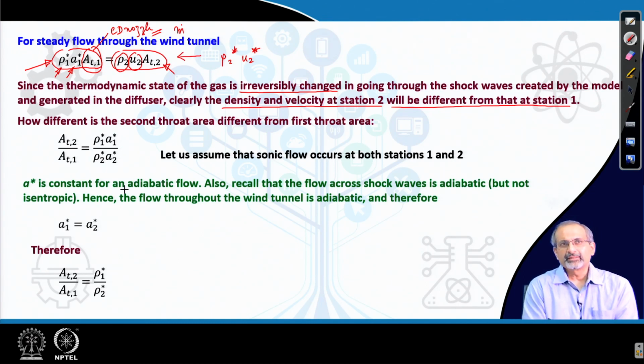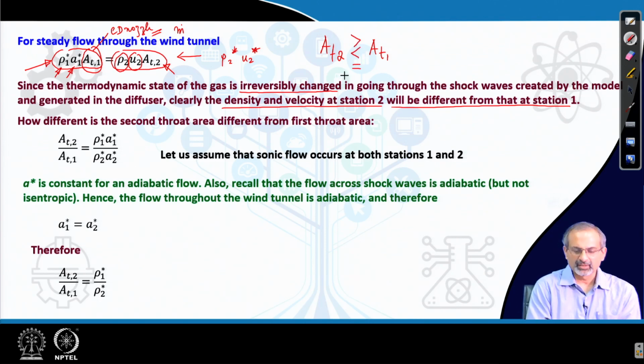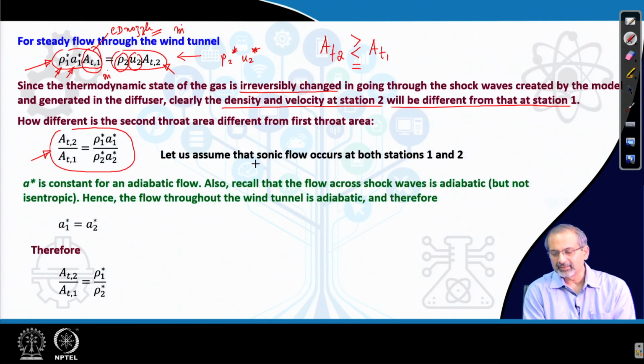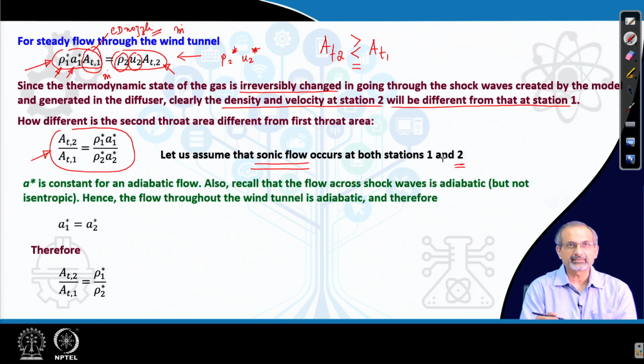Now, we would then have to ask the question: how does this AT2 scale with AT1? Is it going to be greater? Is it going to be lesser or equal? How do we scale it? Now, we write down this equation, which basically comes from the mass flow rate equation itself, that is, the continuity requirement. Since we do not know what rho 2 A 2 is, let us begin by saying that sonic flow does exist even at station 2, and let us take it forward and see what comes out of it.